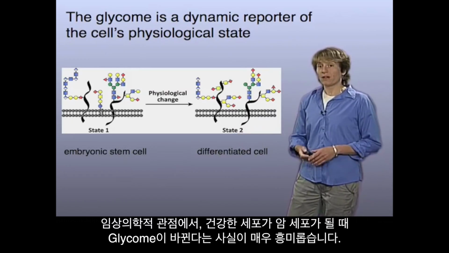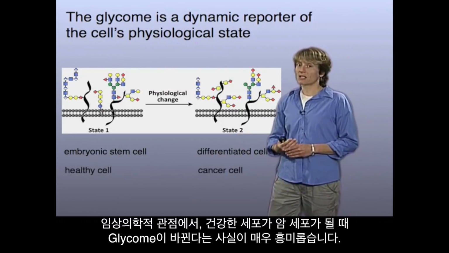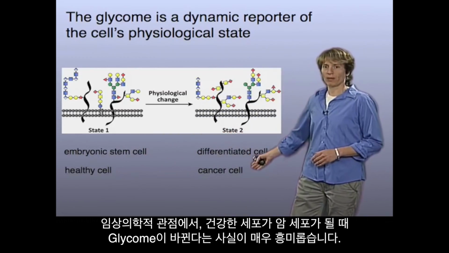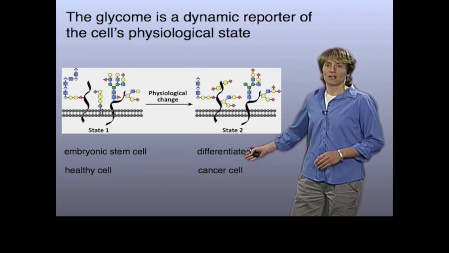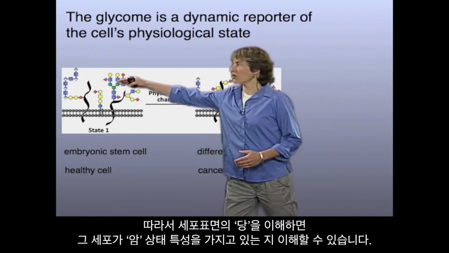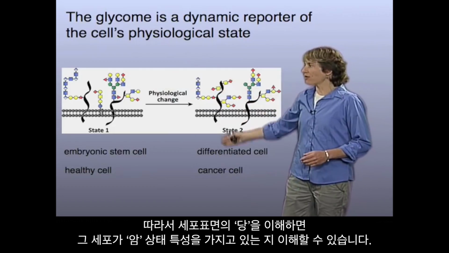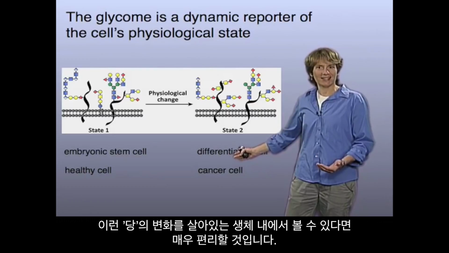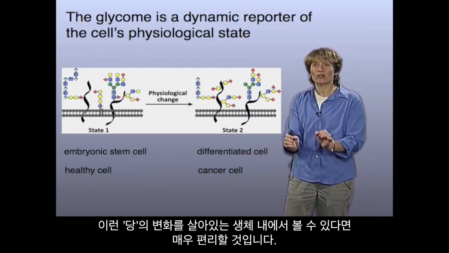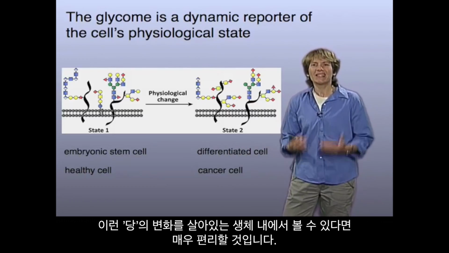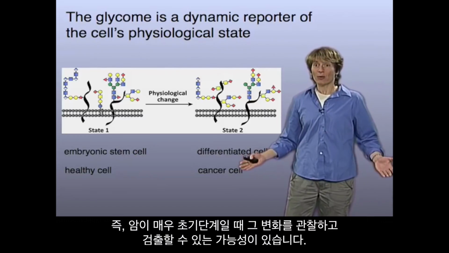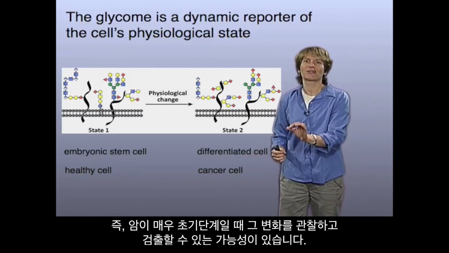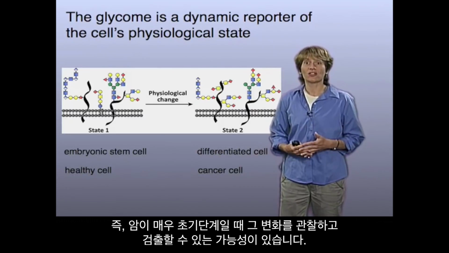From the perspective of clinical medicine, it's interesting to note that the glycome changes when healthy cells transform and become cancer cells. So you can understand if the sugars on the surface of the cell are changing in a manner that is characteristic of a cancerous state, it would be very convenient if we could actually see those sugars change in vivo, in living human beings, because that would offer the possibility of imaging those changes and detecting cancers when they're at hopefully very early stages.